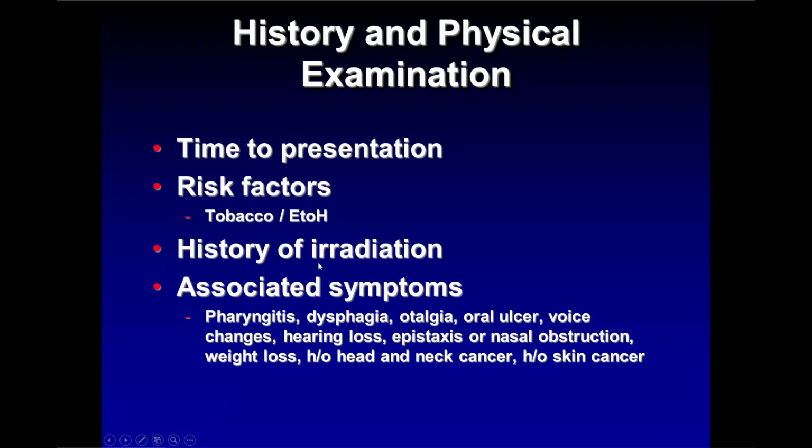You also want to look at risk factors: tobacco, alcohol, also a history of radiation to the head and neck, and really want to tease out associated symptoms. So any issues with their throat, oftentimes malignancies can have referred otalgia or ear pain. Have they had any oral ulcers, changes in their voice, changes in their breathing, stridor, hearing loss, issues with respect to their nose, epistaxis or nasal obstruction, a history of head and neck cancer, or even a history of skin cancers. These are all obviously very important to elicit.